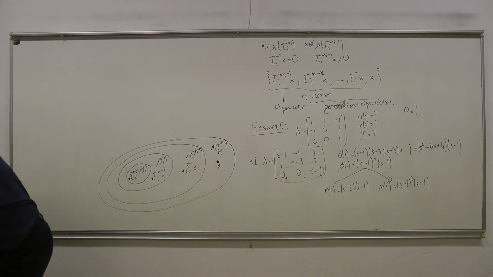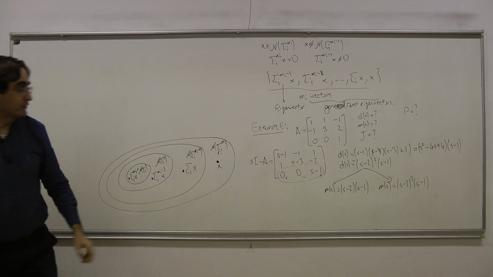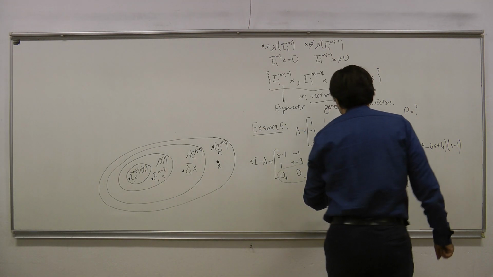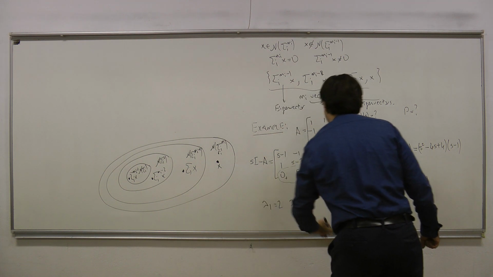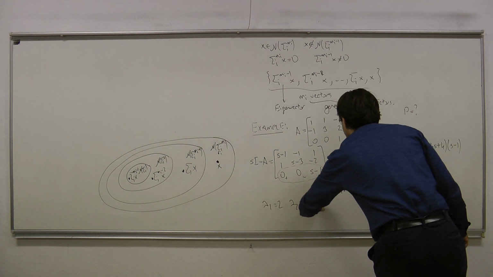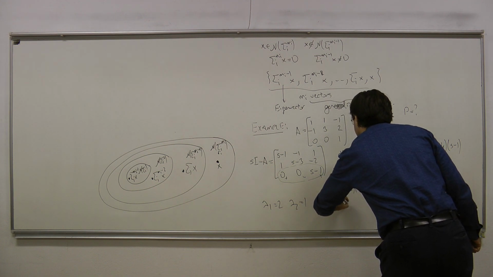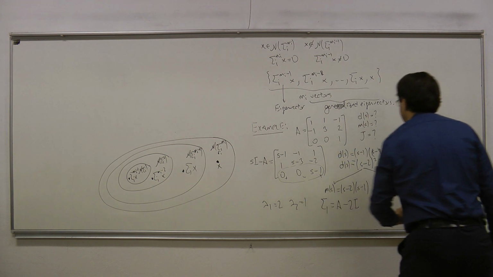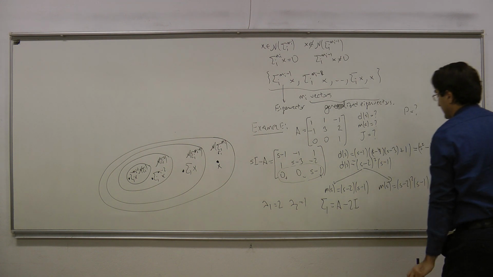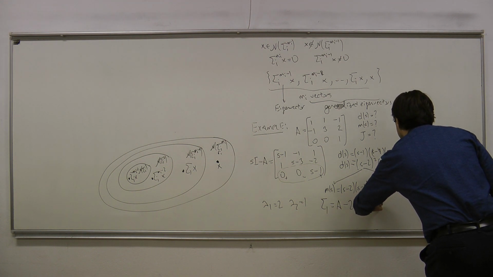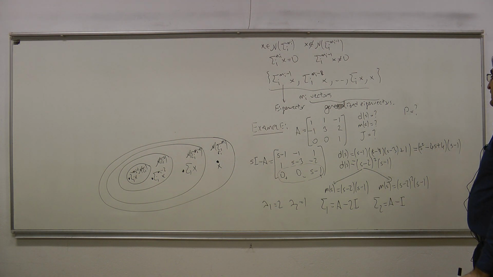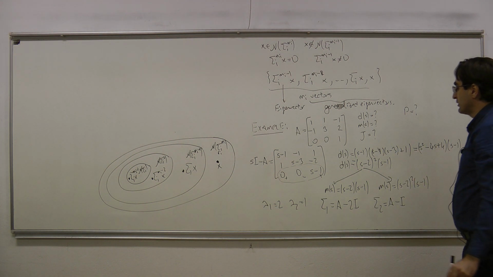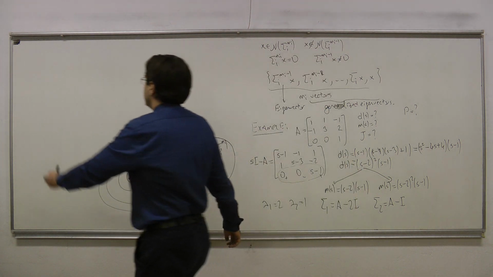So here I can actually define these sigma matrices. I know the eigenvalues are lambda 1 equals 2 and lambda 2 equals 1. And then I can define my sigma 1 matrix as A minus lambda 1 identity. So sigma 1 is this matrix, and sigma 2 is A minus identity. Okay? So now let us look at these matrices.